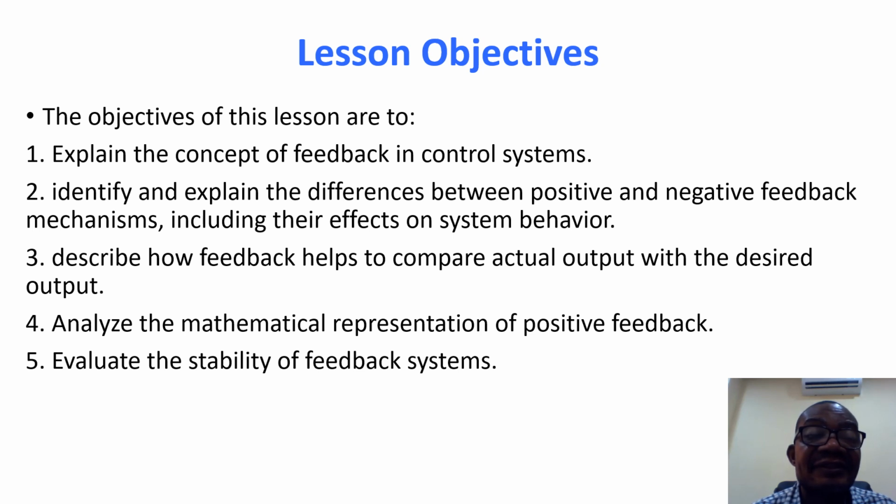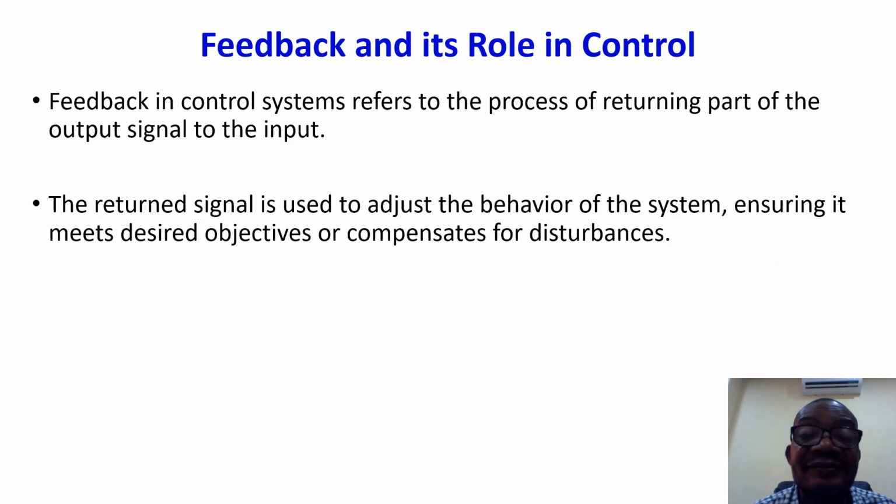The objectives of the lesson are to explain the concept of feedback in control systems, identify and explain the differences between positive and negative feedback mechanisms, including their effects on system behavior. Describe how feedback helps to compare actual output with the desired output. Analyze the mathematical representation of positive and negative feedbacks, and evaluate the stability of feedback systems.